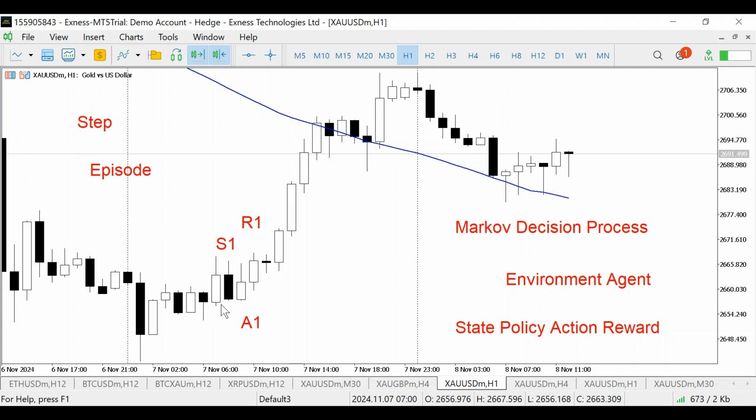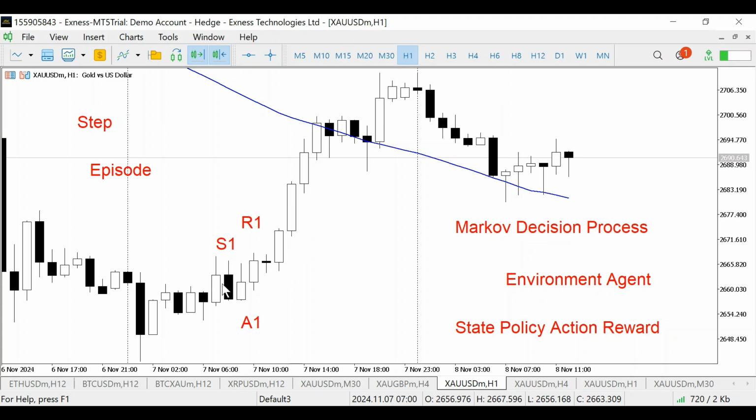Action is the actions that the agent can take. In our case, the agent can take three actions: buy, sell, and no action, meaning neither buy nor sell. So this is the action. At each close of the candle, we will record the state S1. In this case there is one candle, so S1, then S2, S3, and action A1, A2, A3, and reward R1, R2, R3, like this.